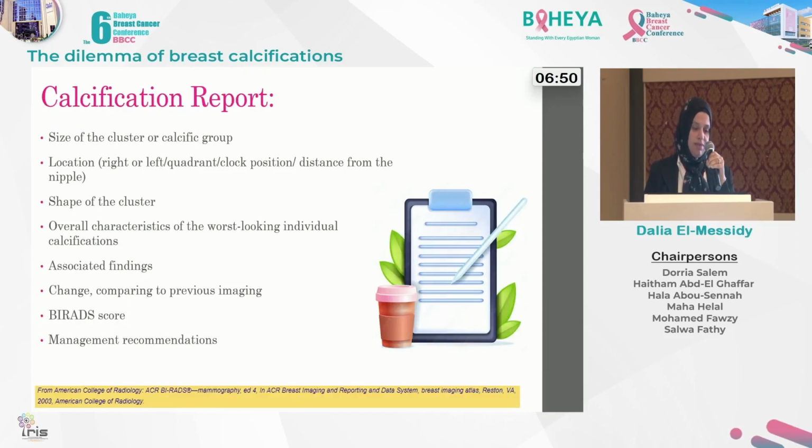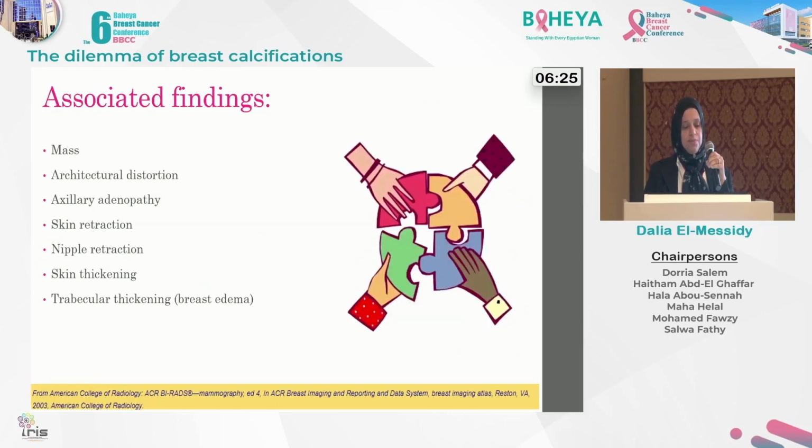The report for calcification should include the size of the cluster, its location, whether right or left, quadrant location, clock position, distance from the nipple, the shape of the cluster, its overall characteristics, especially of the worst looking individual calcifications, its associated findings, change compared to previous imaging and its BI-RADS score, and finally the management recommendations. Associated findings could include a mass, an architectural distortion, axillary lymphadenopathy, skin retraction or thickening, nipple retraction, or trabecular thickening and breast edema.